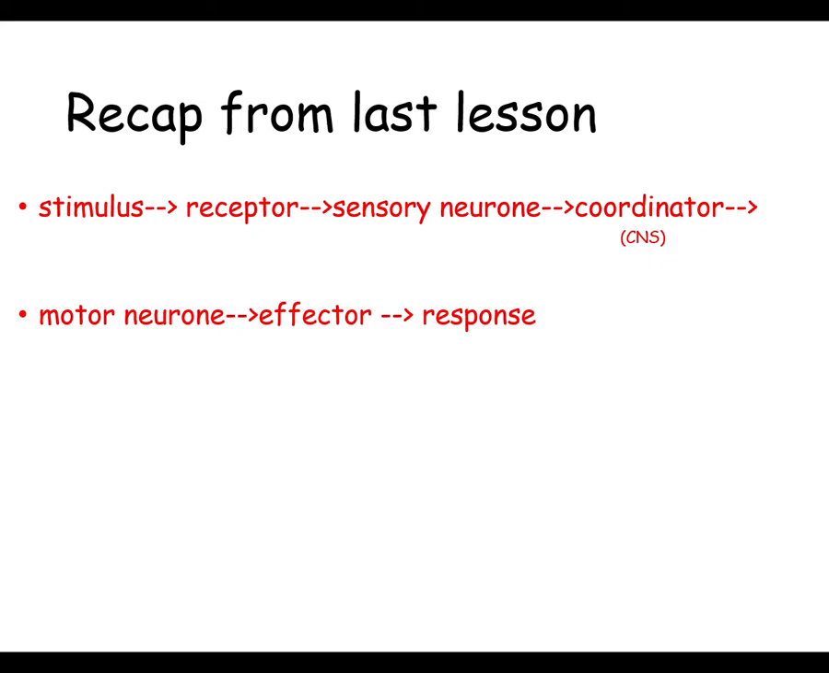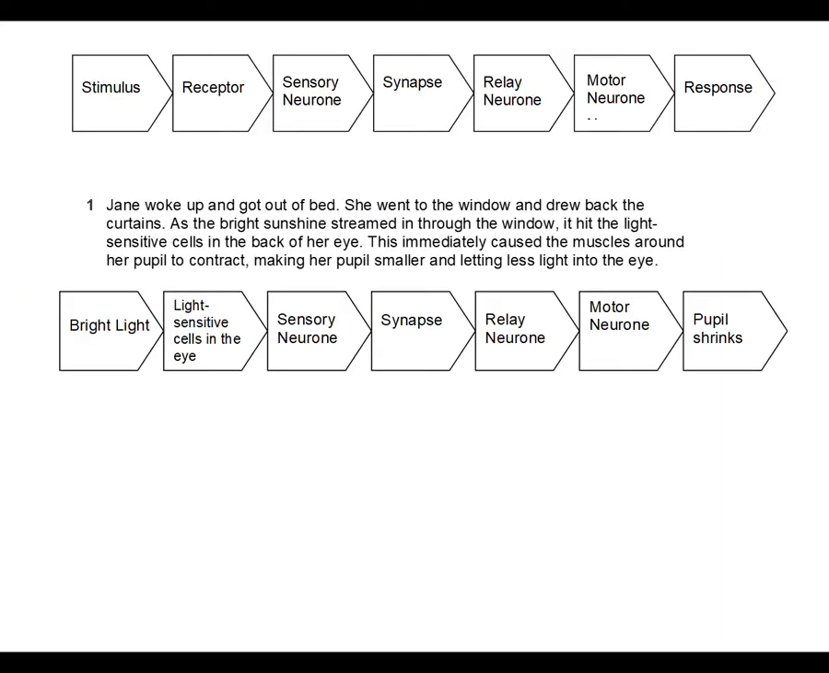So if we have a look at some examples of these, just to remind ourselves. So here it is: stimulus, receptor, sensory neuron. Now this one's got synapse in there. Remember, the synapses are found in the central nervous system. Relay neuron, motor neuron, response.